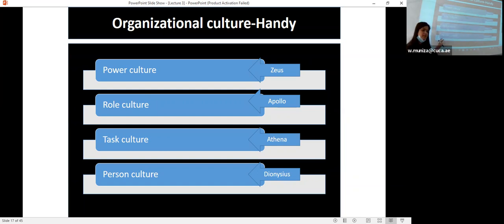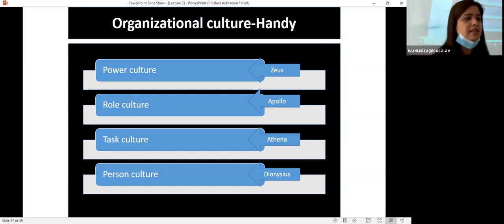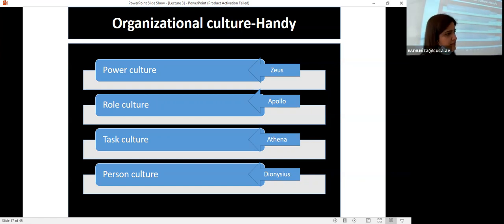And this kind of culture can be seen in the case of professional bureaucracy sometimes, when the professionals are working as the operating core of the organization and their practices are important for the organization. Say, for example, accountants in the audit firm, barristers in the law firm. So this kind of an organization will be focusing more upon the individual's needs and demands in the organization. And those persons are specifically important in the organization. And this has been denoted by the god Dionysius.